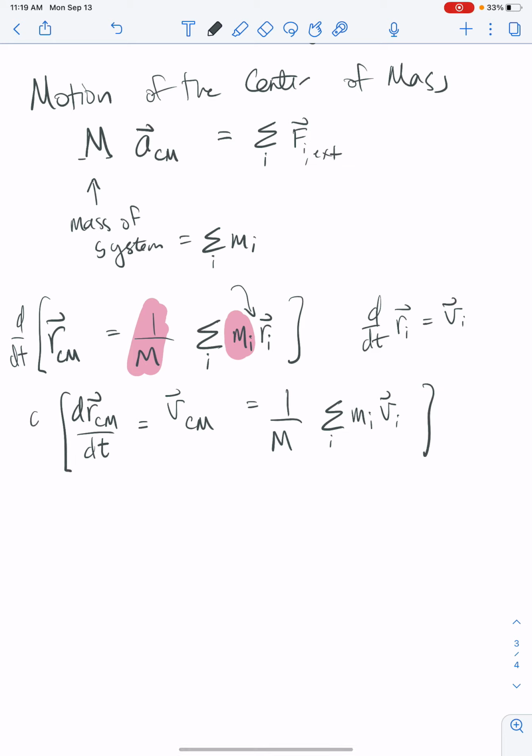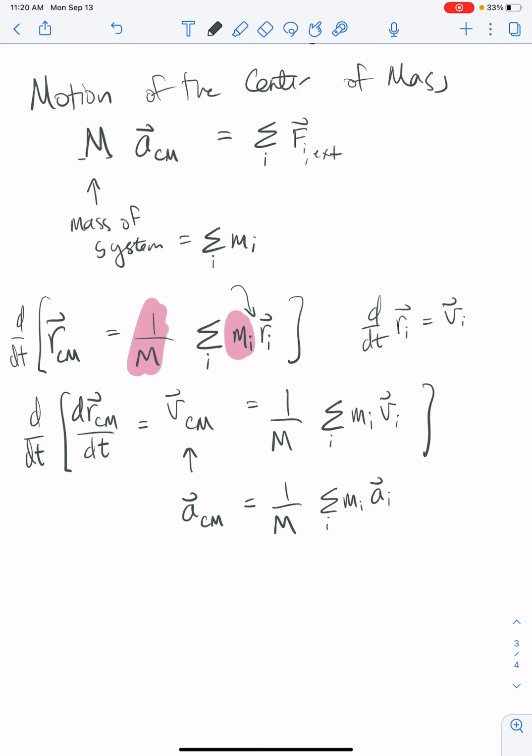So we're going to take another time derivative of both sides of this equation. When we take the time derivative of the velocity of the center of mass, that will give us the acceleration of the center of mass. And then again, our mass terms are constant, so we're going to pull our derivative in and take the derivative of each velocity. So we've got the acceleration of each object. Okay.